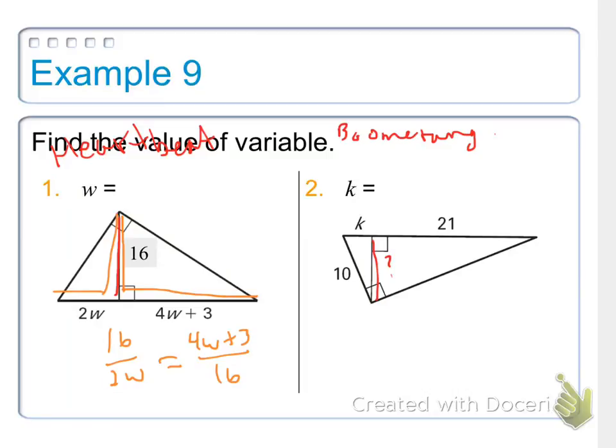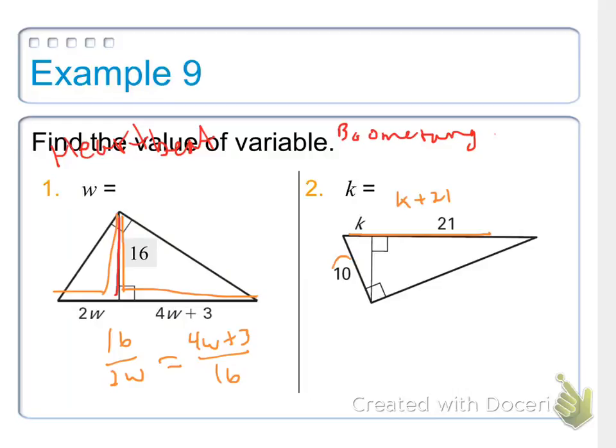Okay, let's go over to boomerang here. Now remember, I don't care about this here, so I'm going to get rid of that. What I do care about is I want this k, and I know how big the whole hypotenuse is. How big is that? Well, I have a k plus a 21. This is k plus 21. So let's see what we've got going there.